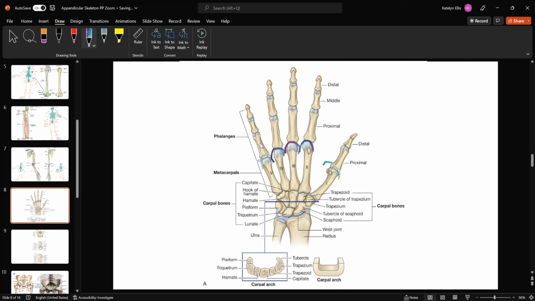Now, your finger bones are called phalanges. And when we talk about which phalange, we use proximal, closest to the body, middle, and distal. These are your fingertips. They are the most distant from the hand. They are distal. Your thumb, of course, only has 2, so it is proximal and distal.